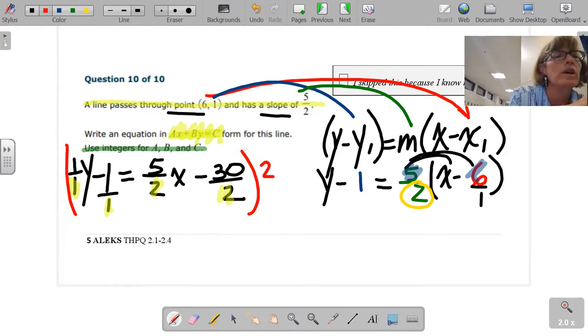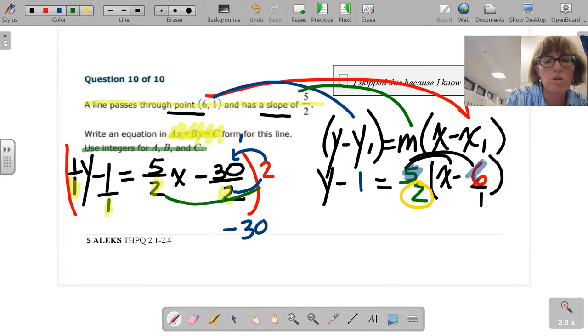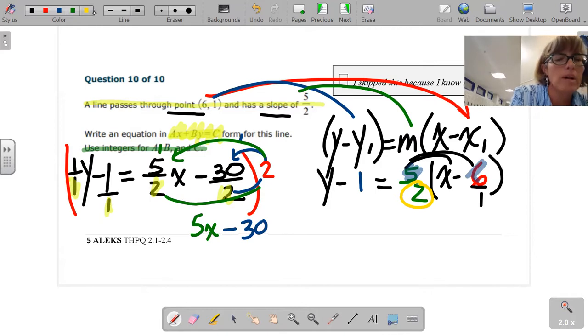So I'm going to do arrow in, arrow out. 2 goes into 2 one time. That's a little baby 1. So 1, that's going to be negative 30. 2 goes into 2 one time. A little baby 1 there. That's still 1 times 5. That's 5x.